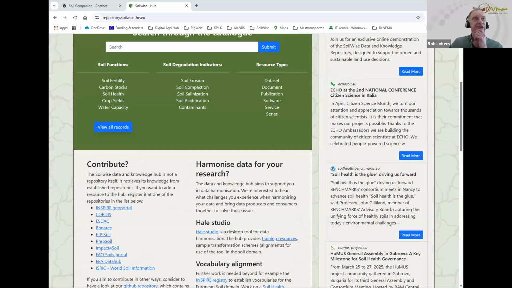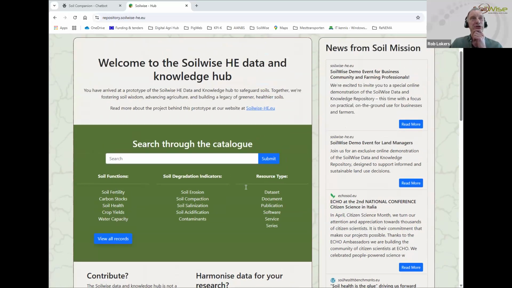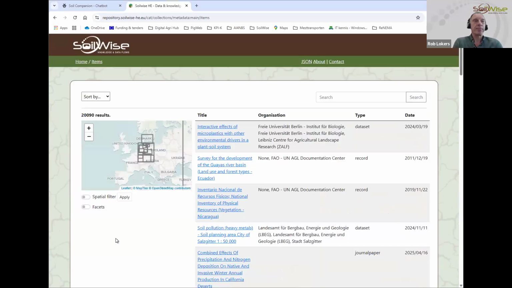So you should be seeing a browser window which says something like "Welcome to the SoilWise Data and Knowledge Hub." This is the homepage of the catalog, and you see some general information, but the most important thing that I will show you is the catalog itself. I'm going to click this, and then you access the catalog. And you immediately see that we get more than 20,000 results, which is quite a lot to browse through.